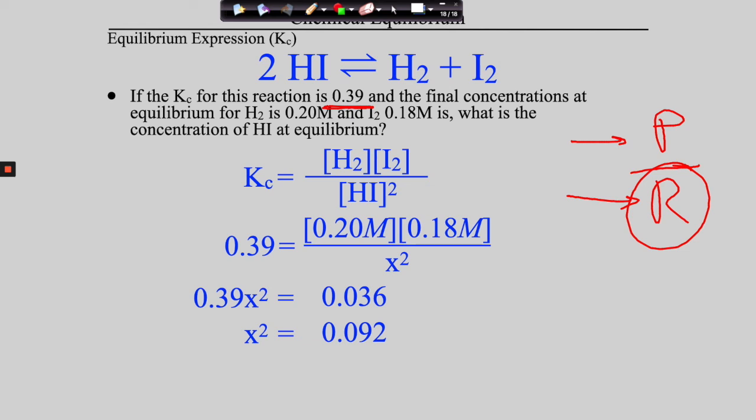Then our final step is to take the square root of both sides. And when we take the square root of 0.092, we end up with 0.03. Now, guys, notice this has a molarity because we're not solving for Kc. We are solving for the concentration of HI. That's a molarity, so this does have units. So guys, that's it. That's what we're doing today.